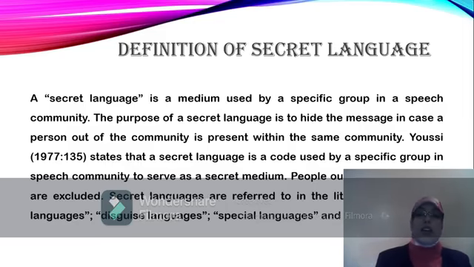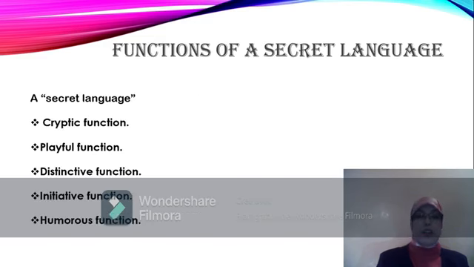Secret languages are referred to in the literature as secret languages, sometimes slangs, disguised languages, special languages, game languages. So all these are synonyms that together combine the same meaning. Well, there are different functions for a secret language. A secret language might have a cryptic function.